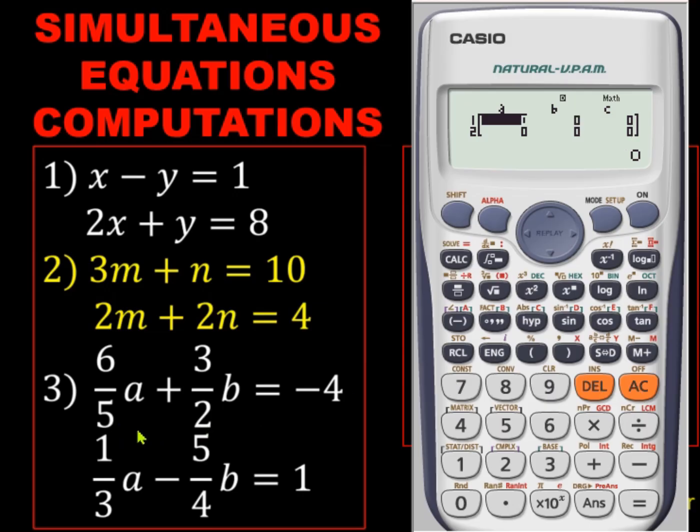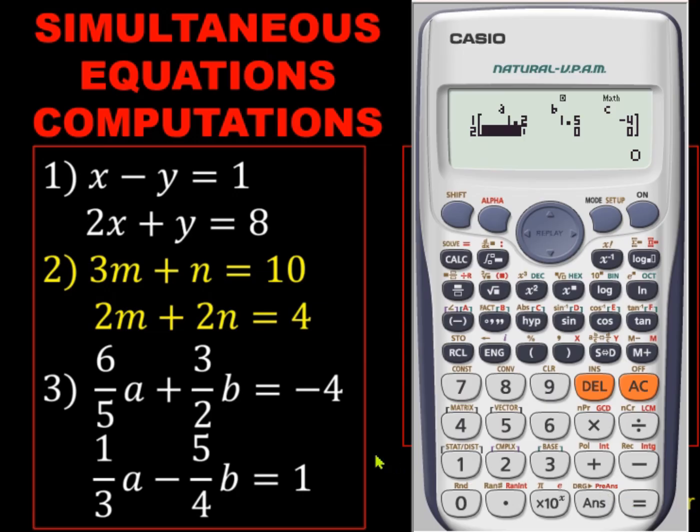So the last question, the coefficient of a is 6/5. So you press 6 divided by 5. Then you press on the equal to. Then you look at the second term, which is 3/2. So 3 divided by 2. Then you press on equal to. And the constant is -4.